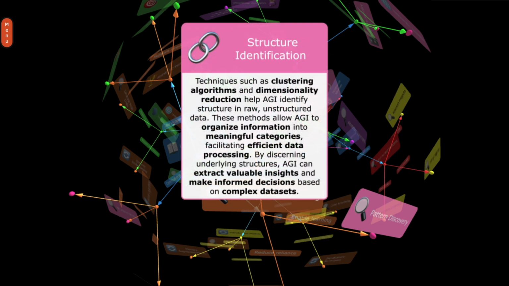Techniques such as clustering algorithms and dimensionality reduction help AGI identify structure in raw, unstructured data. These methods allow AGI to organize information into meaningful categories, facilitating efficient data processing. By discerning underlying structures, AGI can extract valuable insights and make informed decisions based on complex datasets.